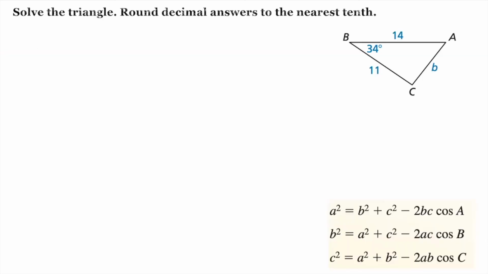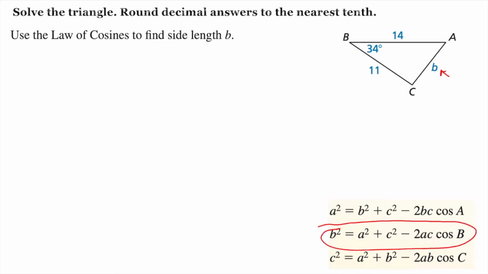Okay, here again, we're going to solve the triangle. But this time, we're going to use the law of cosines. So, if you check on the bottom right, I have the three formulas that I've given to you prior. And I'm missing a side B. So, I'm going to use the middle one, b squared. So we're going to use the law of cosines to find the side length B. Here's my formula. I'm going to take all the information that I'm given.